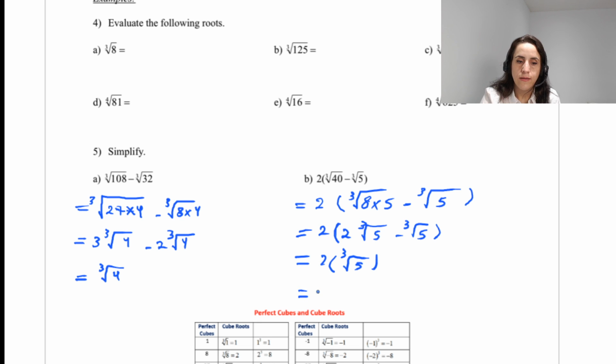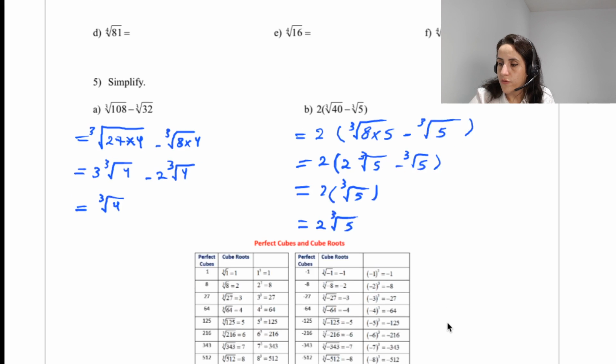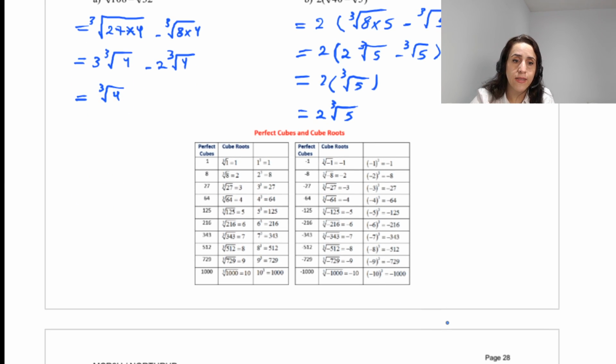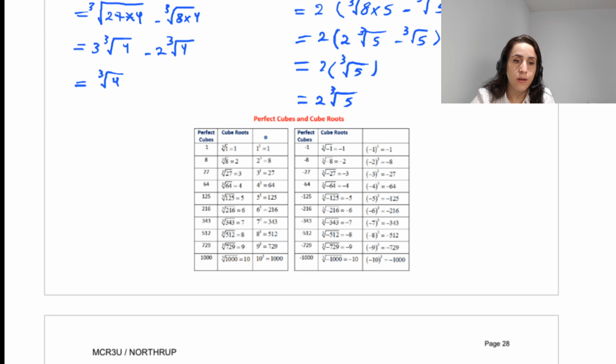And the final answer for this question is here. There is a chart for perfect cubes and cube roots. It's 1, 8, 27 up to 1000. Then you have to know what the cube root is for these numbers.